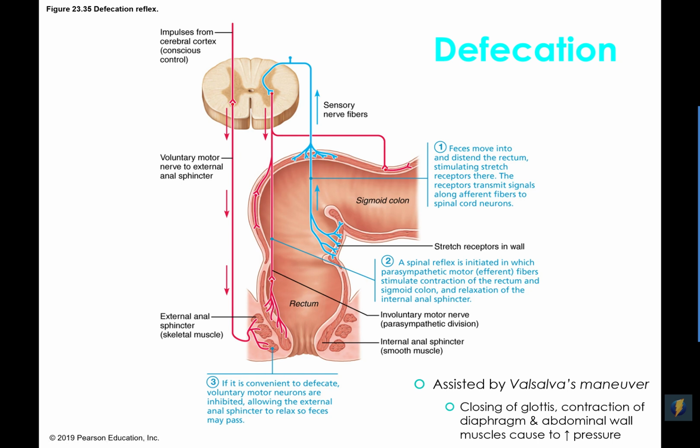If you've ever done what they call Valsalva's maneuver, it's when you close your glottis and contract your diaphragm and your abdominal wall, which puts a little bit more pressure on the defecation process. That can help you to pass your feces more easily.